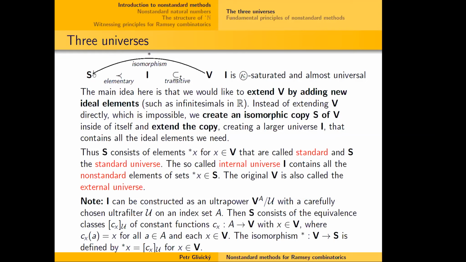And then we extend this copy S, which is called the standard universe. It can now be extended, because it's smaller than V, to a larger universe, which is denoted I, called the internal universe, because it's somewhere in between S and V. And this I is exactly the thing where all the new ideal or non-standard elements are. So the infinitesimal real numbers are in this I, the infinite natural numbers are there, and much, much more than that. So that's the basic idea and terminology.